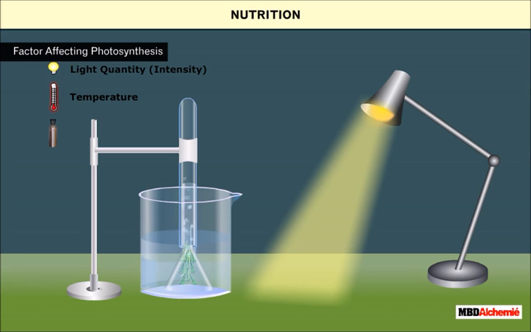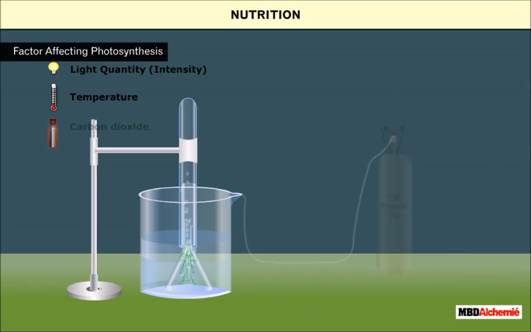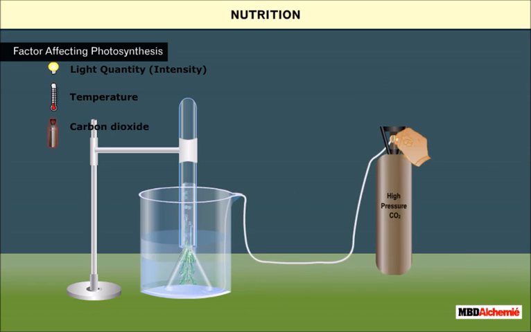Finally, click on the carbon dioxide cylinder. With an increase in carbon dioxide concentration to the plant, the rate of photosynthesis increases proportionally.